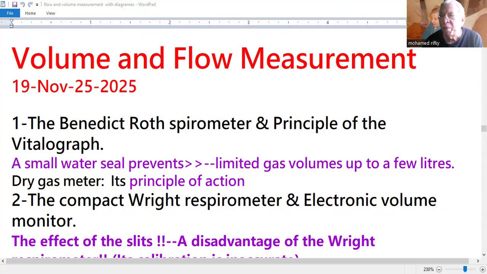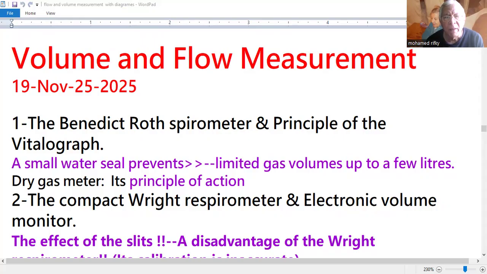Volume and flow measurement. These are some questions that you may be asked during the oral examination. First of all, the Benedict-Cross spirometer and the principle of the vitalograph. Of course, Benedict-Cross is used to perform the fixed principle, and the vitalograph is a portable apparatus.